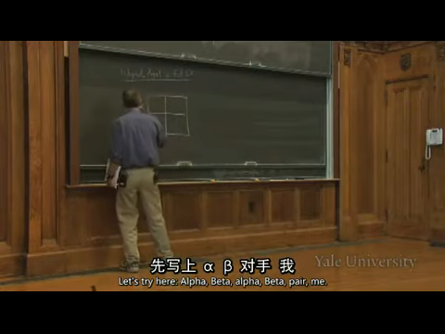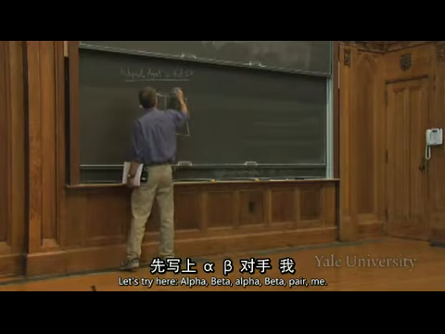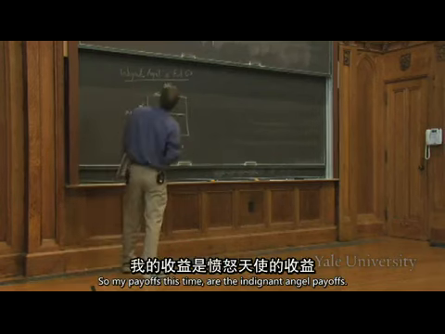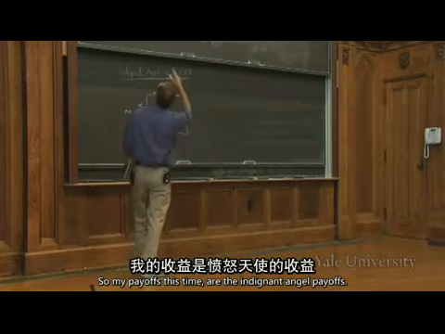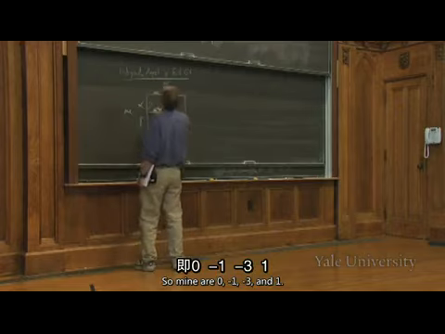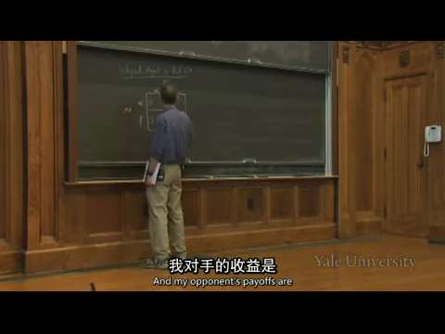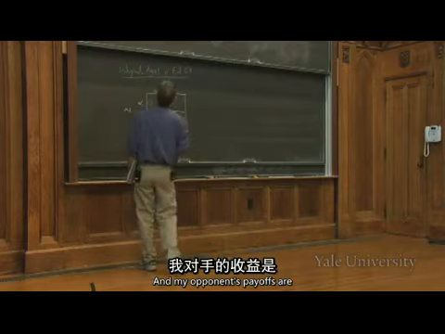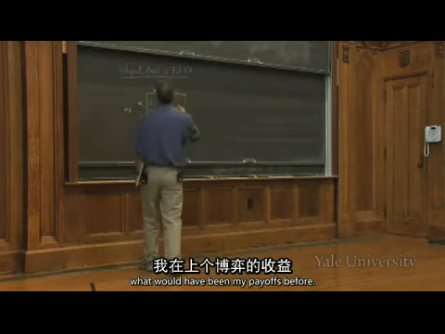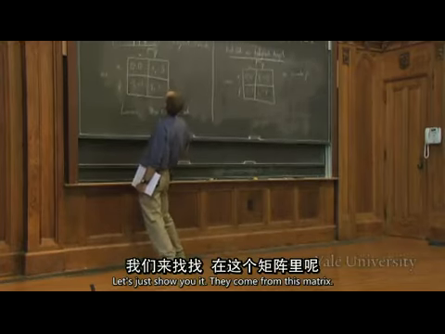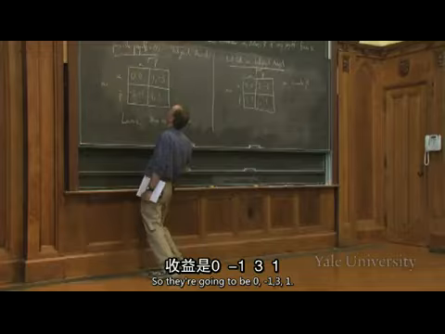Let's try here. Alpha, beta, pair me. My payoffs this time are the indignant angel payoffs. So mine are 0, -1, -3, and 1. And my opponent's payoffs are what would have been my payoffs before. They come from the other matrix. Let's just show you it. They come from this matrix, so they're going to be 0, -1, 3, 1.